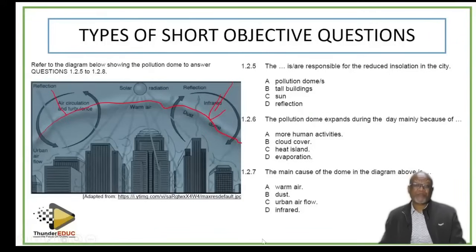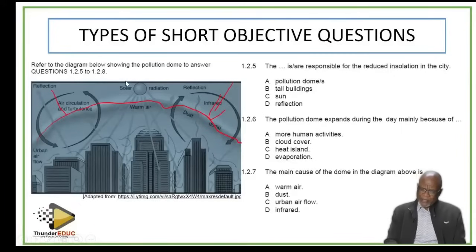What is a pollution dome, by the way? It is the polluted air in or around the city, but it is a concept. It is a concept you can define in any way. You can say a parcel of polluted air in the city. It can be defined in a number of ways. So the area responsible for the reduced insolation in the city, can it be the pollution dome?